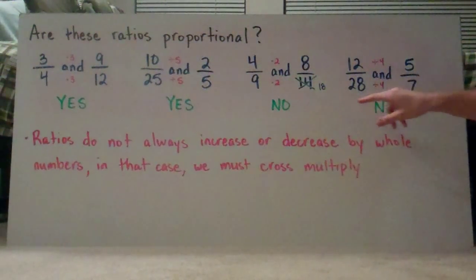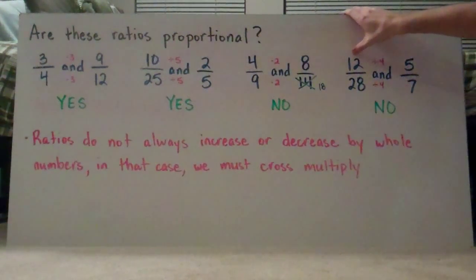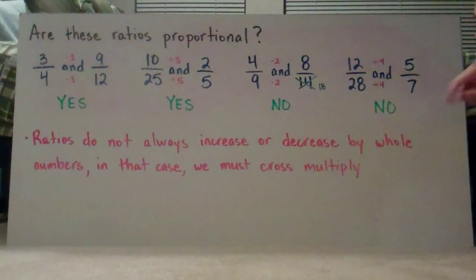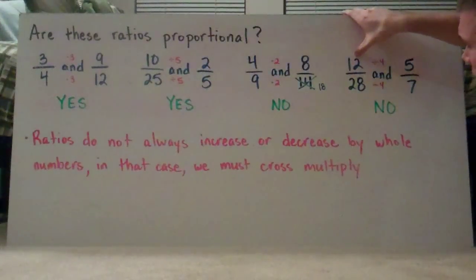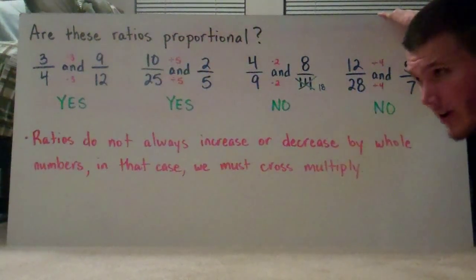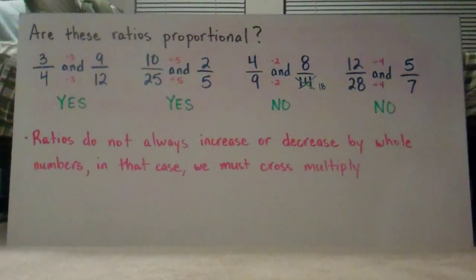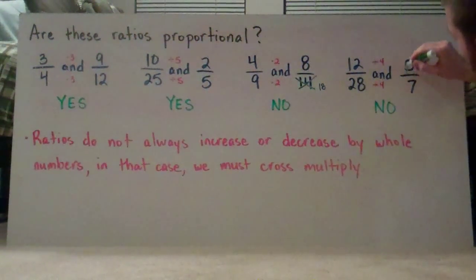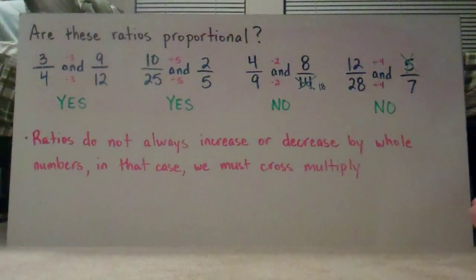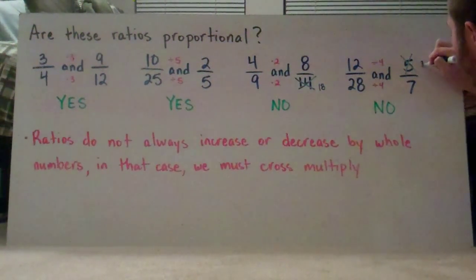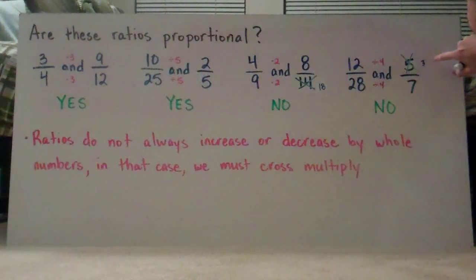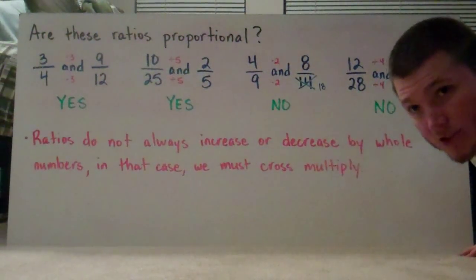And this last set of ratios, 12 over 28 and 5 over 7. Well, we can't go from 12 to 5 by dividing by a whole number, but we can go from 28 to 7. We can divide 28 by 4 and get 7. But 12 divided by 4 isn't 5. 12 divided by 4 is 3. So does that work? No, it does not. That top number over the 7 would have to be a 3 to make these two sets of ratios proportional. But since it's not a 3, they're not considered proportional.